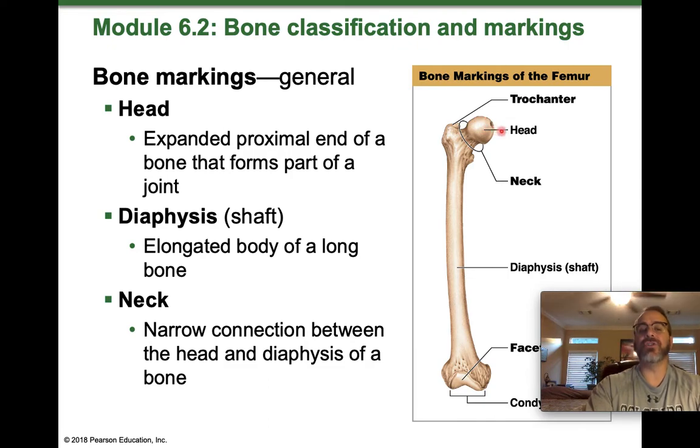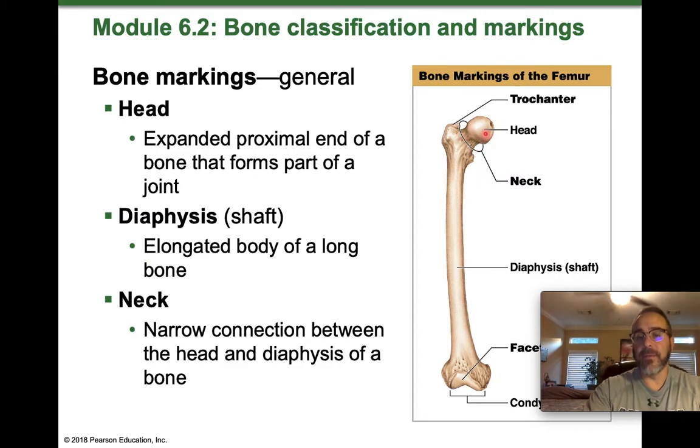The head is usually going to be at the proximal end of a bone, and it's going to form part of a joint that we call a ball and socket joint, all right? The next thing that most people are aware of on the bone is called the diaphysis. The diaphysis is going to be the main shaft of the bone, and then you also have something called the neck, and the neck is the connection that's going to occur between the head and the diaphysis. So this is the head, this is the diaphysis, and the part that connects them is called the neck.